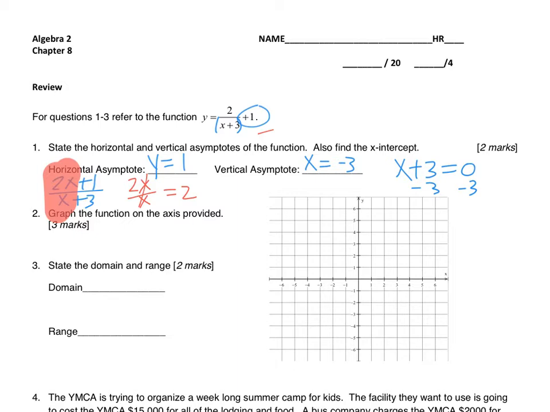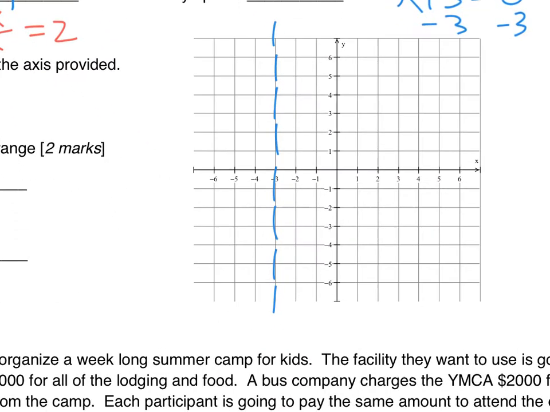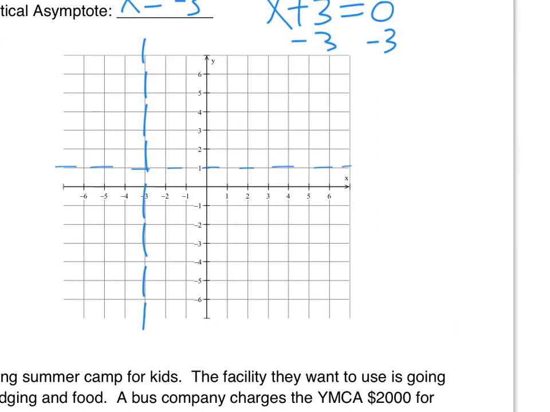Alright, now to graph it. My vertical asymptote means that there will be an asymptote there, and horizontal. I'm not happy how that looks. Let's get it on the line. There is our horizontal asymptote. Now I'm going to make my table. I'm going to go from -6 to 6 all the way across the x-axis here.